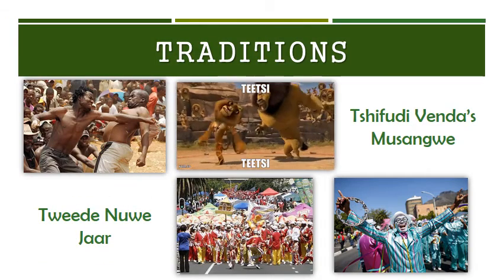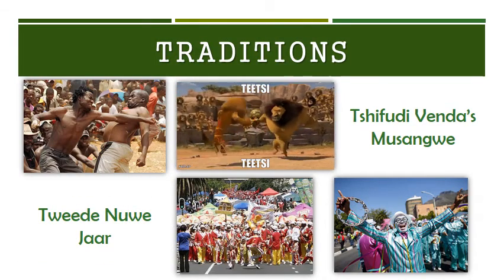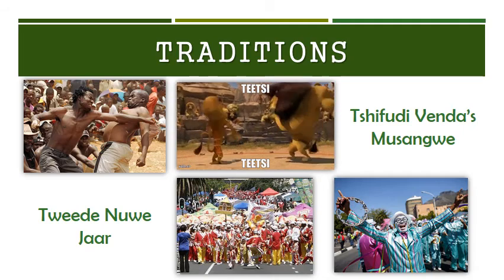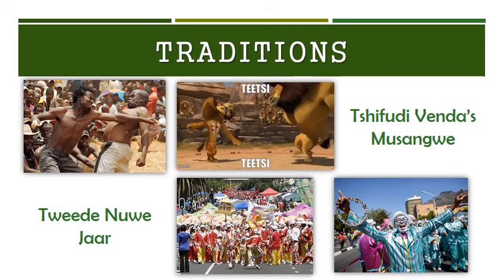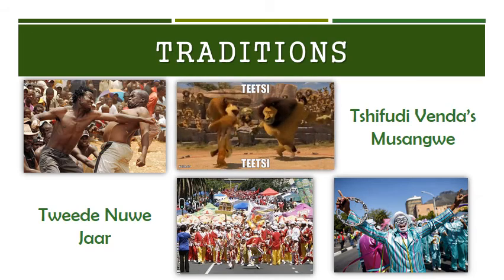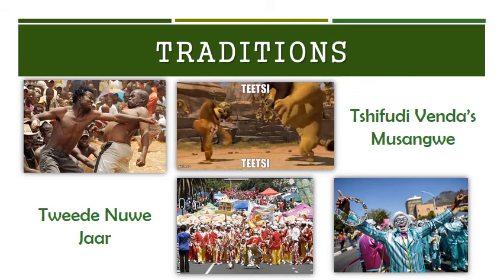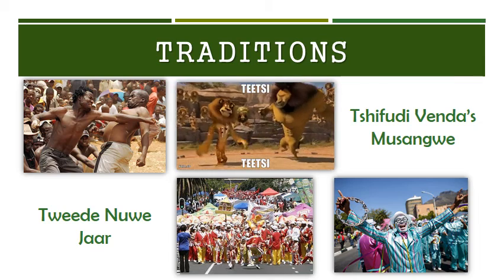Traditions. The Chifundi Venda tribe practices Muzangwe. From the age of 9 years, children organize fights supervised by adults so that the children can get out all the violence in a controlled manner. This way they become men. Just like Alex the Lion in Madagascar 2.